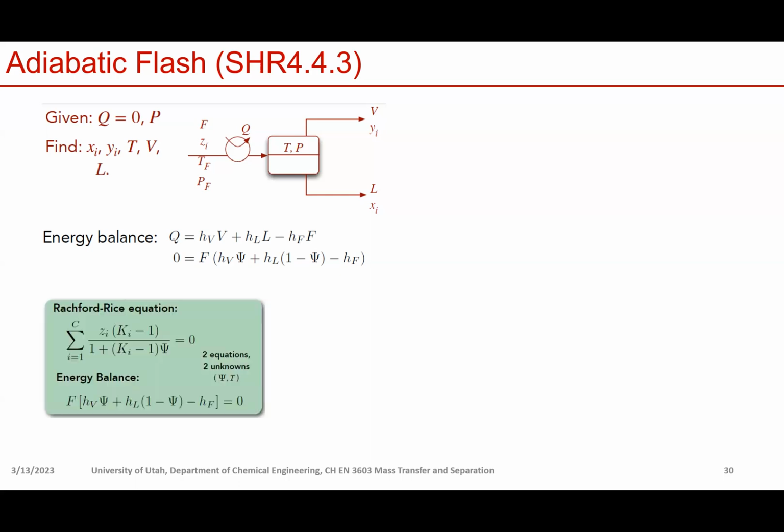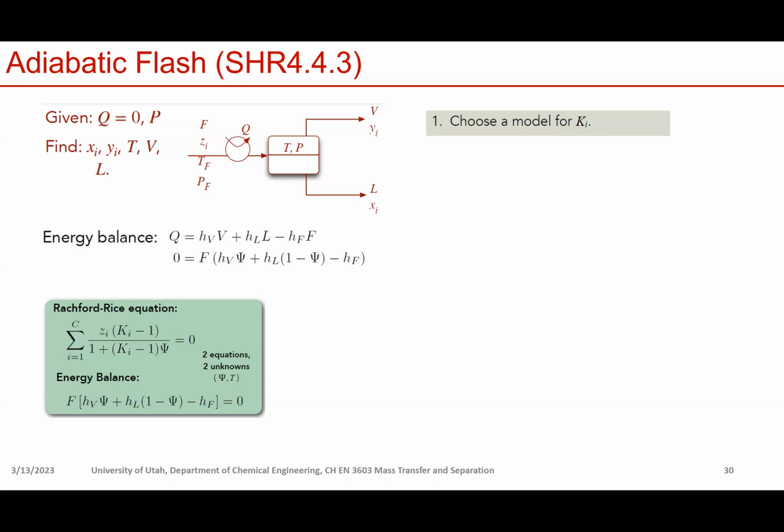Now, instead of having only one equation to solve as in the isothermal flash process, we have 2 equations. We have the Rachford-Rice equation, right? In which psi is unknown, then we have an energy balance. If we know psi, then we can solve for xi, yi, the composition, and V and L. Then we can compute the enthalpies here, so that we can compute this term.